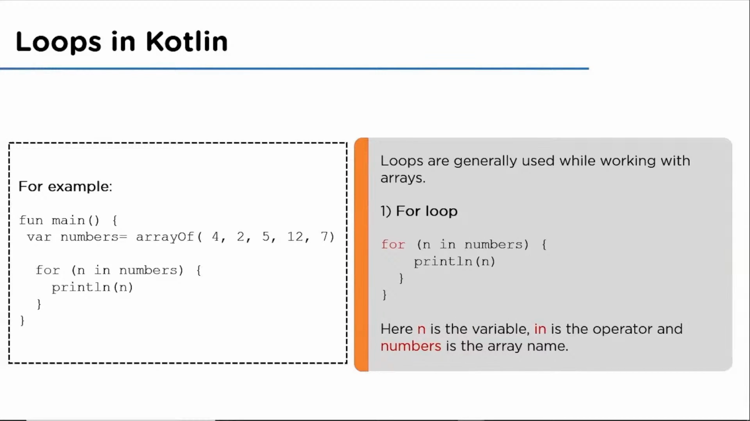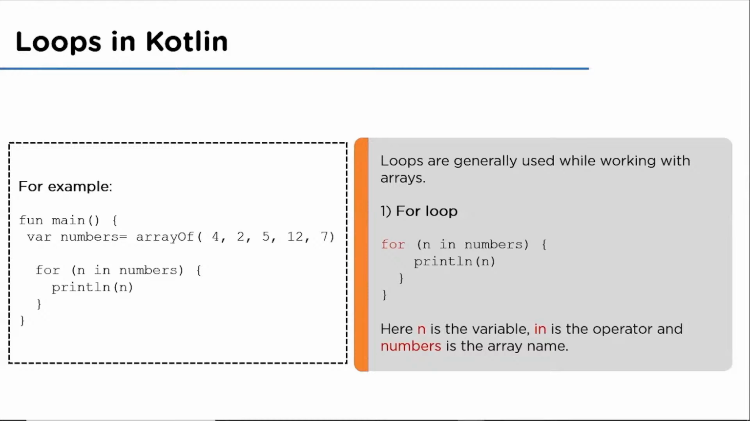In Kotlin language, the for loop is a bit different to that in Java. In this for loop, we use a variable, the in operator and the array name to display the elements of the array. For example, as you can see in the example, there is an array with elements 4, 2, 5, 12, 7, and using the for loop, we are displaying the elements of the array inside the for loop. Here n is the variable, in is the operator, and numbers is the array name. Loops are also used to iterate through the ranges, which we will discuss later.